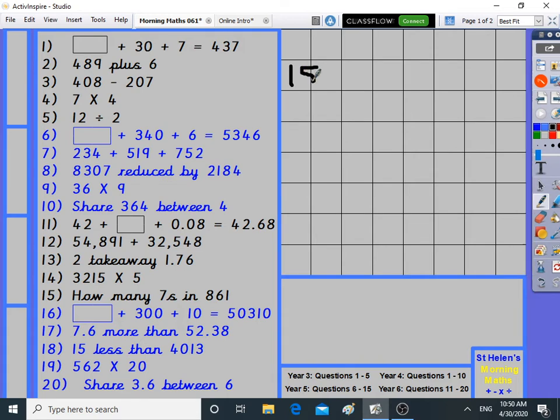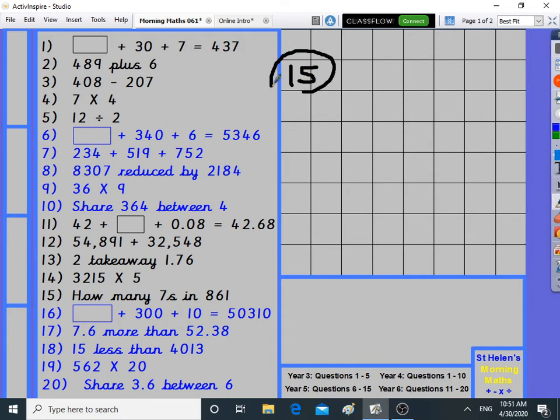Number 15, how many 7s in 861? Lots, I think. How many 7s in 861? Bus stop for division, because how many somethings in a something is division. How many times does 7 fit into 861? It's like sharing 861 out between 7. But how many 7s fit into 8? Not very many, just 1.